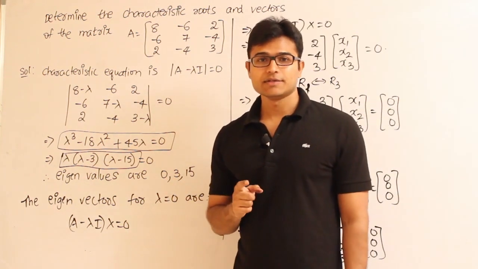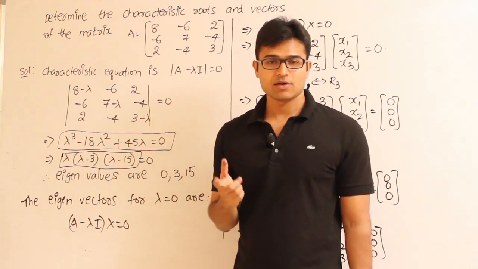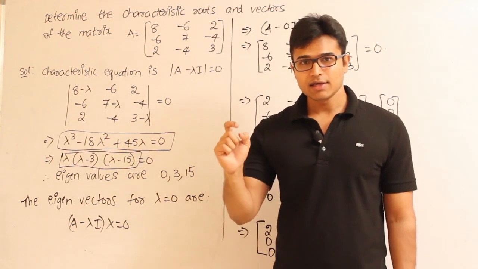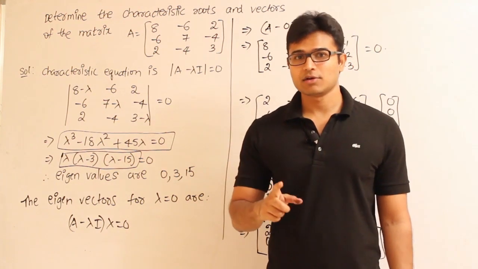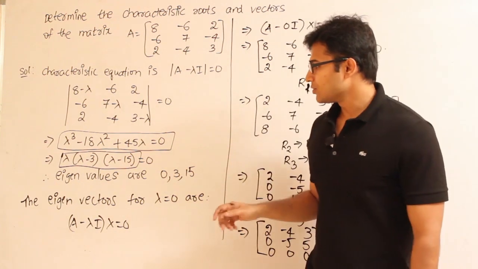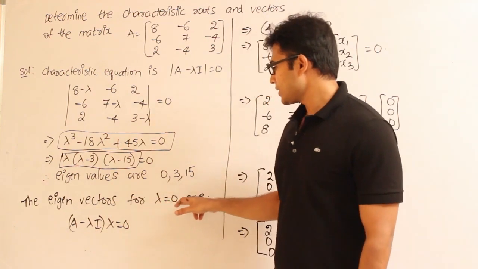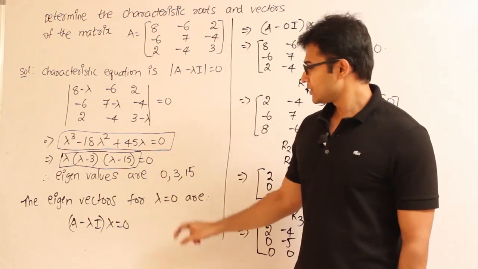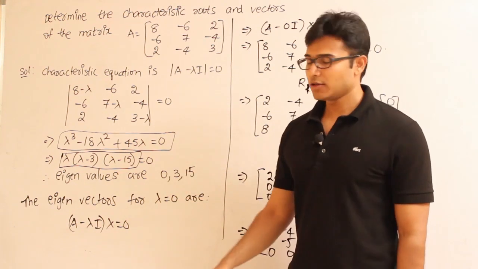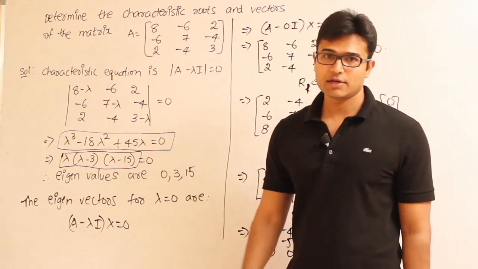The second step is to find the eigenvectors. How can we find the eigenvectors? Take each eigenvalue and substitute it in the equation, and you try to get the eigenvector. So I'll find the eigenvectors for lambda equal to 0 once, and then for lambda equal to 3, and then lambda equal to 15.